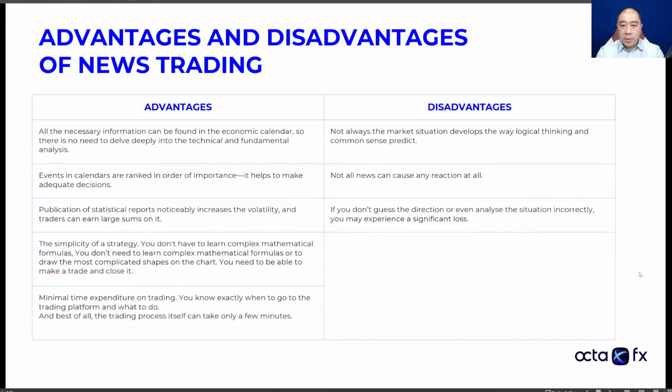It creates a lot more trading opportunities compared to something that's a low impact or medium impact news, where not a lot of people actually look at those news, or maybe not even trade them, or maybe the data is not as important, depending on the context, of course. Okay, publication of statistical reports noticeably increases the volatility, and traders can earn large sums of it. This is the advantage. We'll talk more about the disadvantage later on as well. But yeah, it does create a lot of volatility, and traders do take advantage of that.